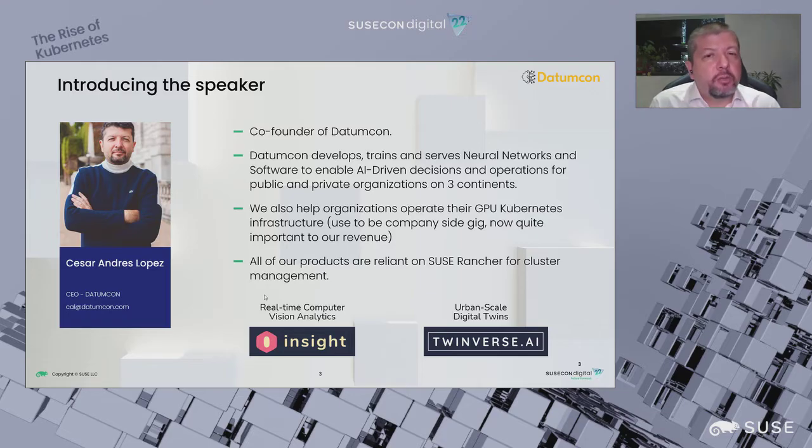First, I want to talk a little bit about myself, just really quickly. I am co-founder of Datumcon, and what we do at Datumcon is we develop, we train, and we serve neural networks. And we also create software to enable AI-driven decisions and operations for public and private organizations on 3 continents. Our main source of operation is in the GCC area, but we also run customers not just in Dubai and Abu Dhabi, but in KSA, in Kuwait, in the US. We have a couple of customers over in the Texas, Louisiana area, Singapore, and so on and so forth.